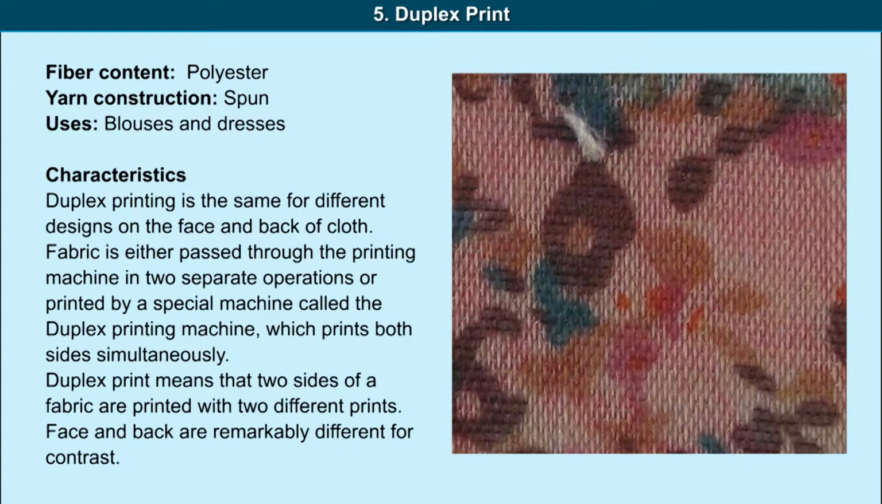Duple printing is the same or different designs on the face and back of cloth. Fabric is either passed through the printing machine in two separate operations or printed by a special machine called the duple printing machine, which prints both sides simultaneously. Duple print means that two sides of the fabric are printed with two different prints. Face and back are remarkably different for contrast.